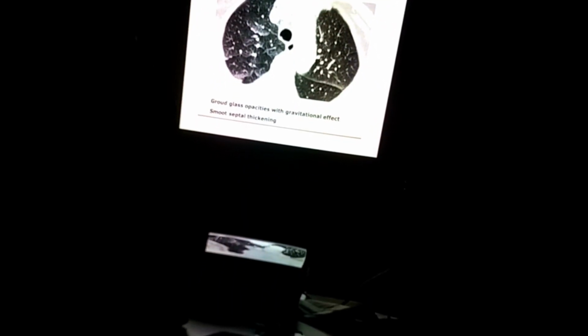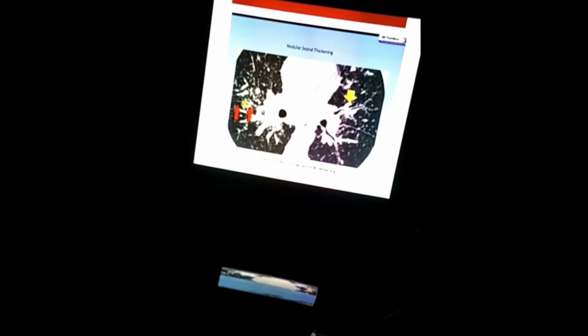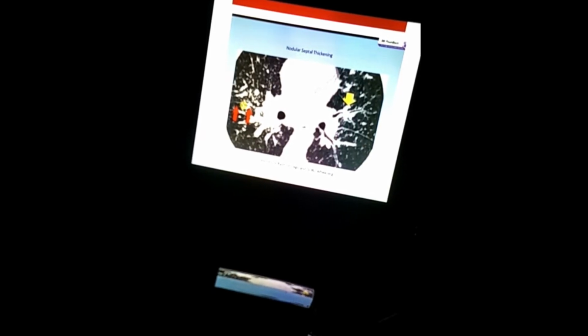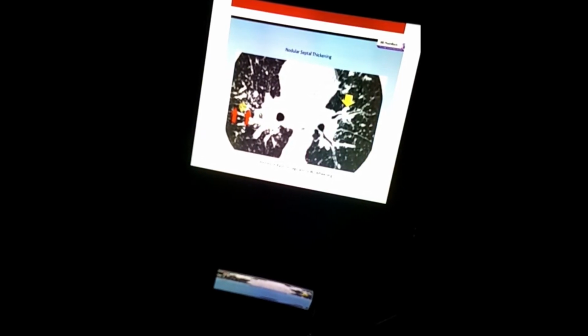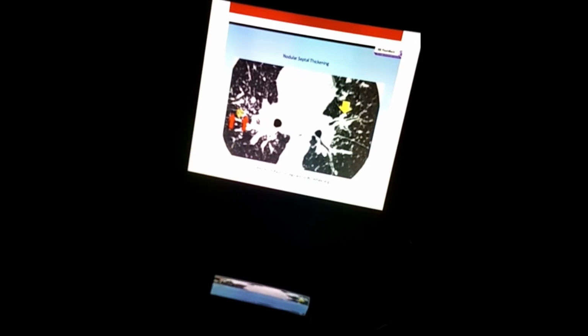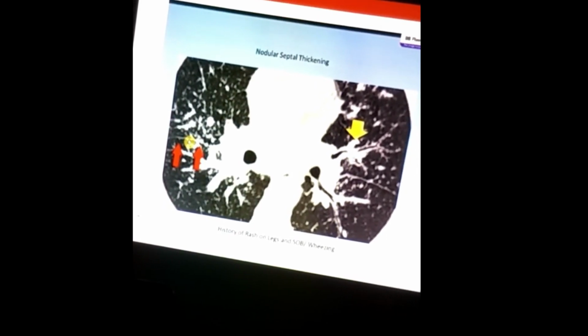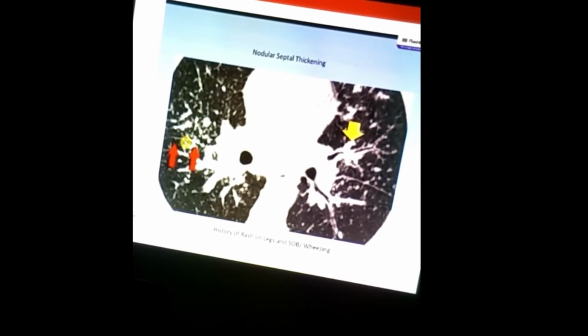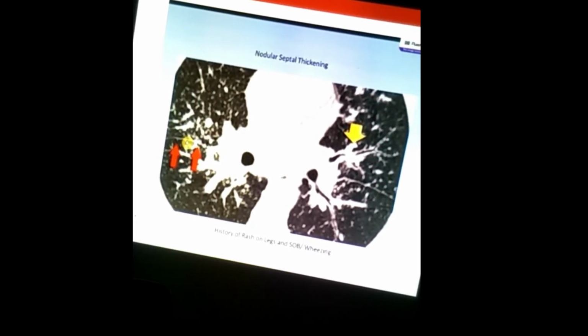Here you see that there is ground glass haze, but predominantly there is interseptal thickening, right? So this slide shows that this patient has pulmonary edema. Here you see multiple septal thickenings, but these are not smooth. This is septal thickening, this is also septal thickening, and this is septal thickening. But you see that these septa are not thickened smoothly, they are nodular in pattern, and this type of picture suggests that this patient may have sarcoidosis.